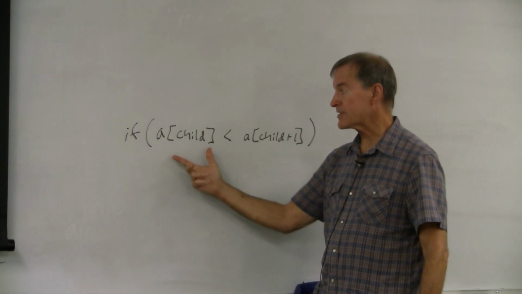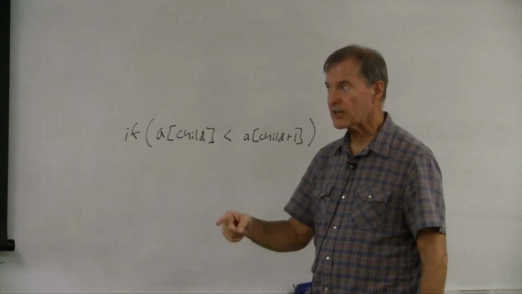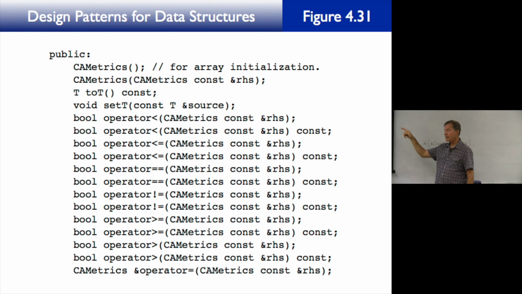But on the other hand, if this is of type CAMetric, then what does the compiler do? It goes and looks to see if there is an overloaded operator that has type CAMetric. And because there is, it will execute this less than. Yeah. It's because they're both considered type T, correct? Well, actually, that's a good question. A subchild is not type T. A subchild is a CAMetric. And inside the CAMetric, the underscore data is type T.